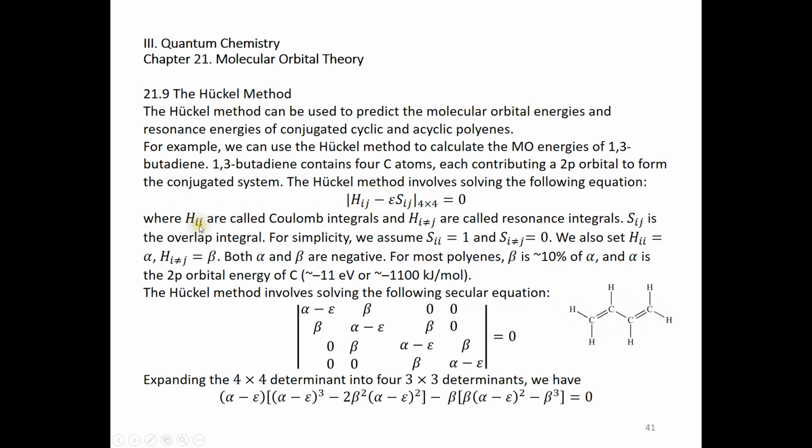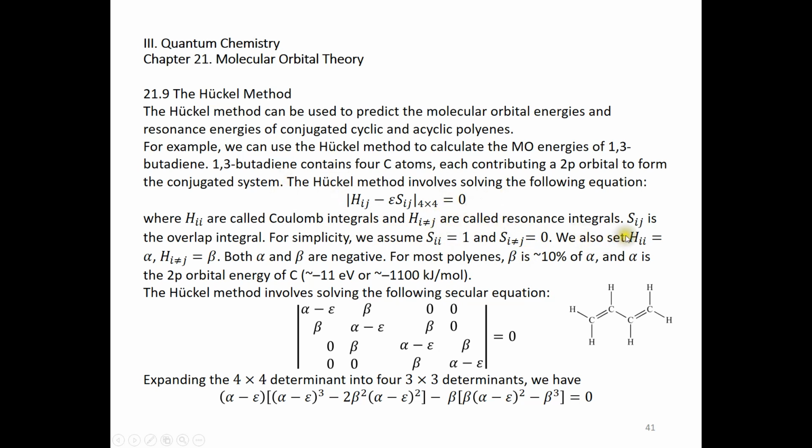H sub ii are called Coulomb integrals. H sub ij, where i is different from j, are called resonance integrals. S sub ij is the so-called overlap integral. For simplicity, we're just assuming S sub ii is 1 and S sub ij, where i is different from j, is just 0. This is the approximation for us to use to solve this determinant.